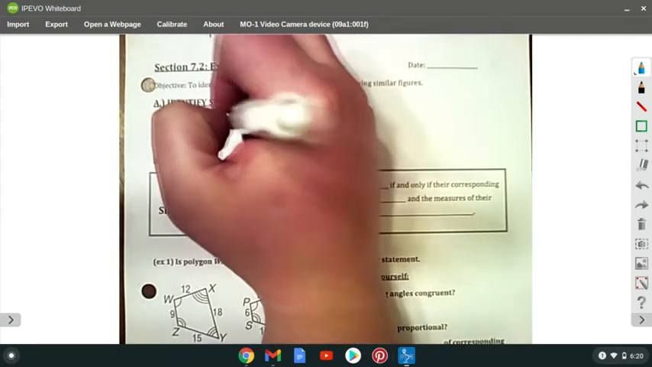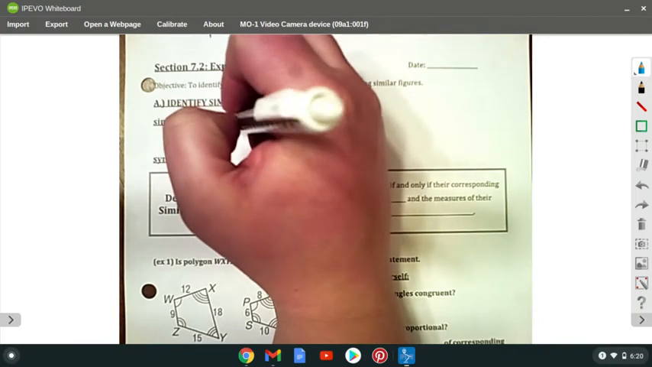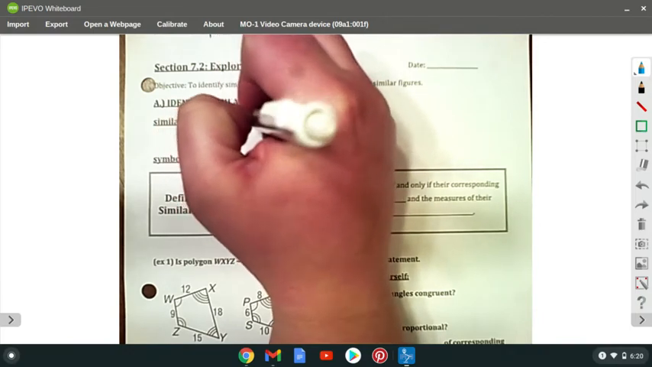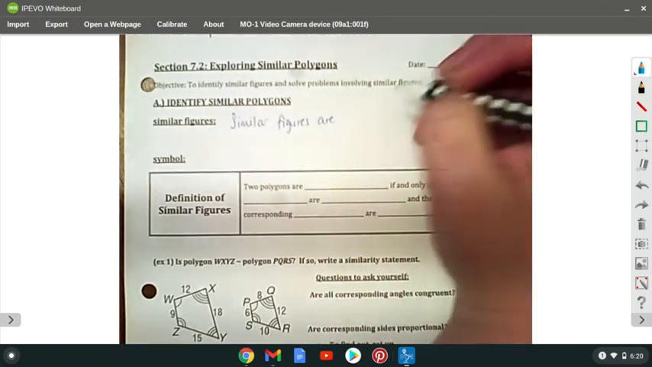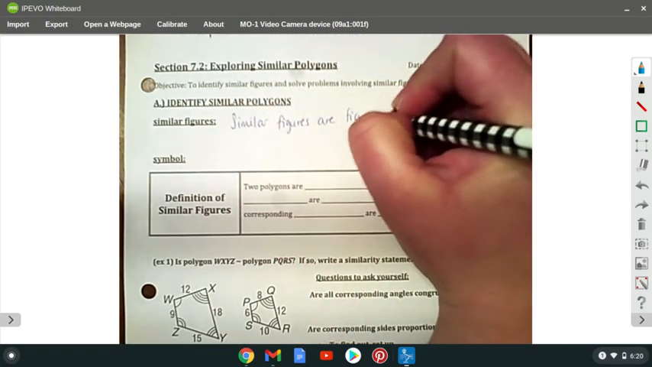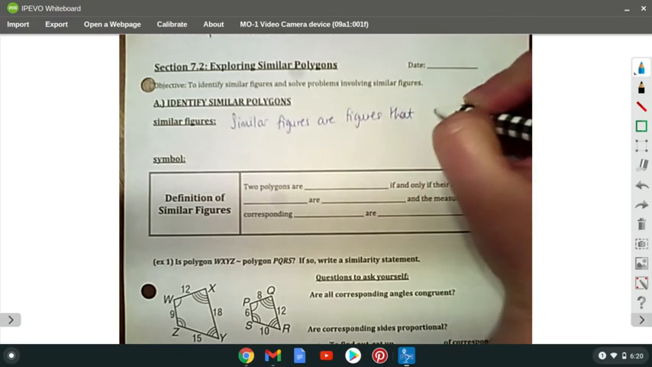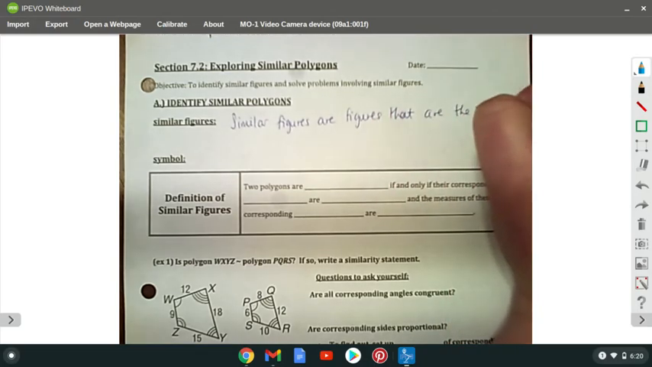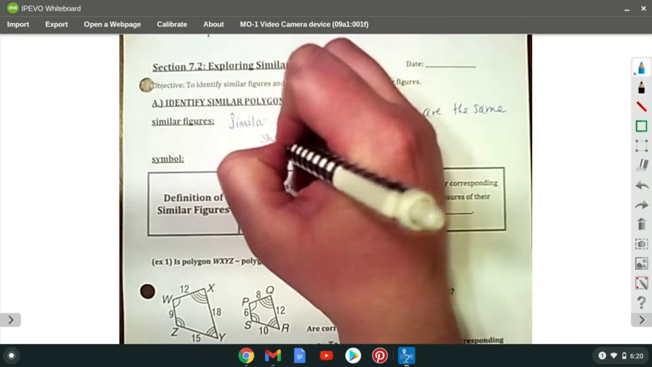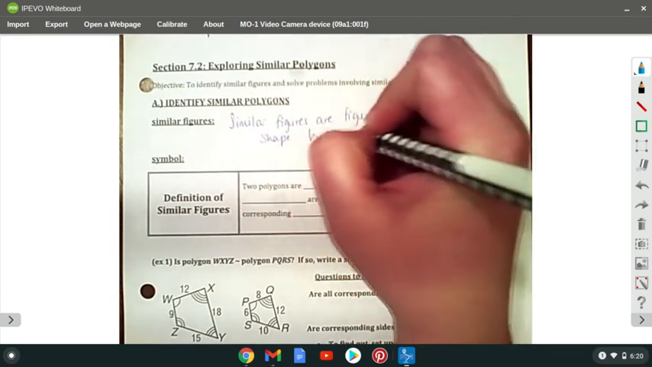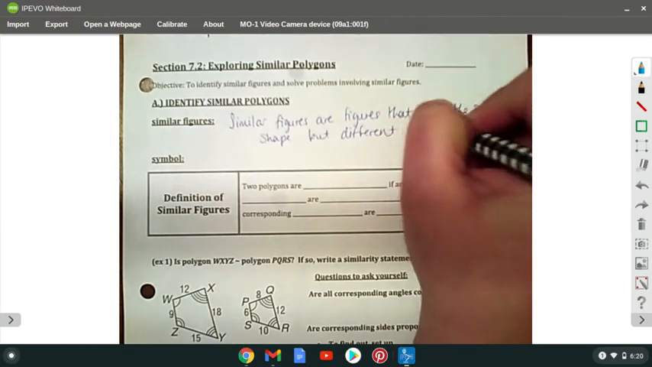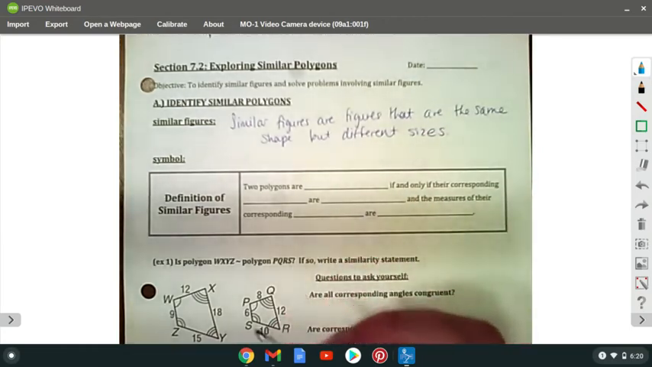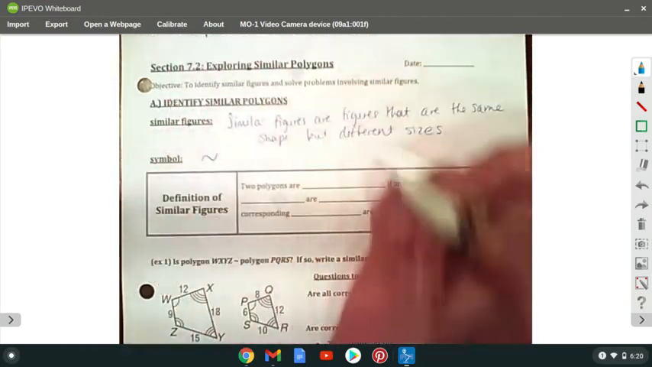Similar figures are figures that are the same shape but different sizes. A symbol to say that something is similar is this little squiggly.